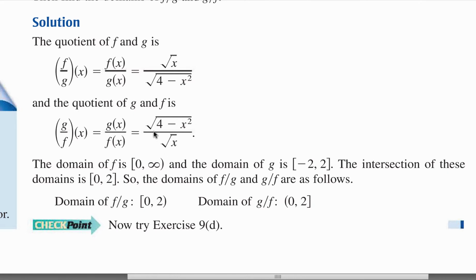Looking at the denominator, what I can't have in the denominator is 0. I can have 2 in the numerator, but I can't have anything less than 0. So the domain of g divided by f is 0, not including, up to 2, including. Now go ahead and pause the video, and I want you to try exercise 9D.